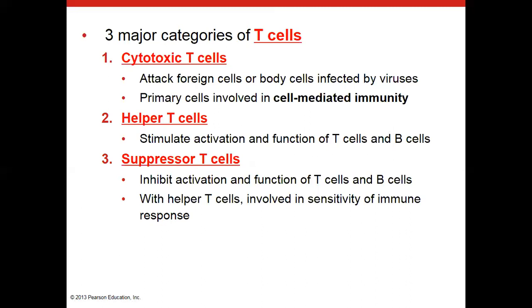Helper T cells do just that. They help T cells and B cells do their job. So the two types of lymphocytes are T cells and B cells, and they are helped to do their job by a helper T cell. Suppressor T cells basically inhibit the function of T and B cells, just so they don't get out of control. So T cells and B cells don't overdo it, you have suppressor T cells that can prevent them from being overactive.